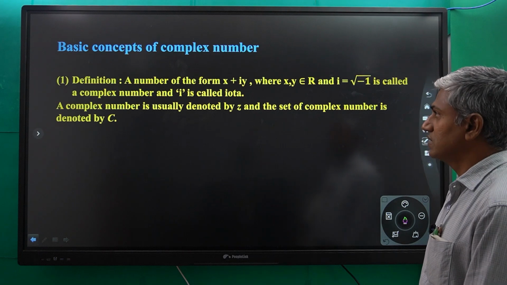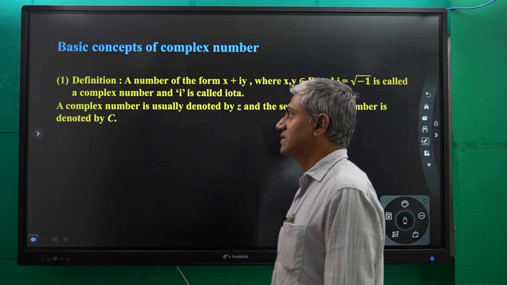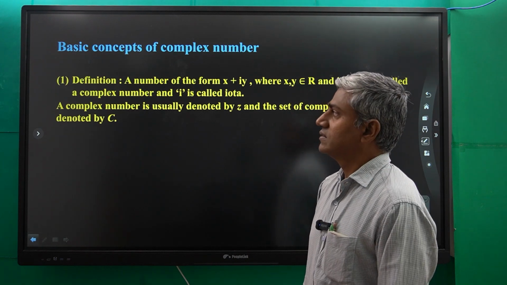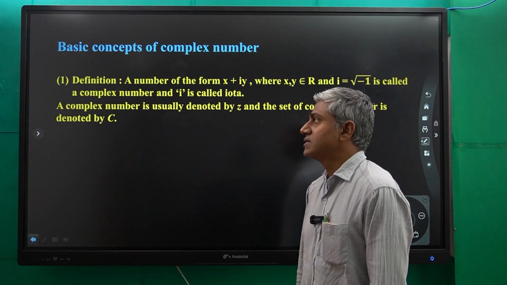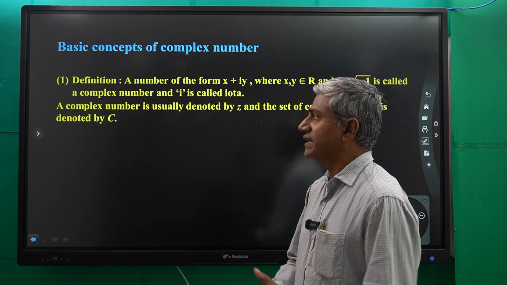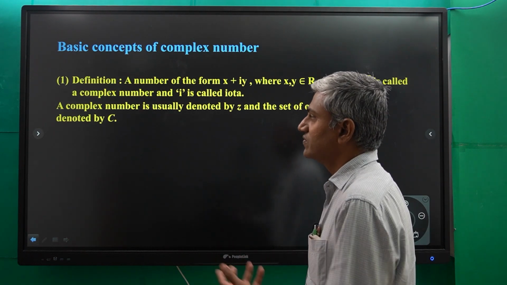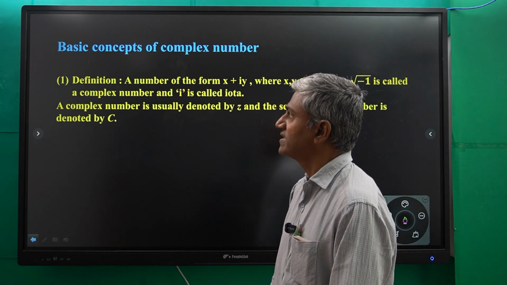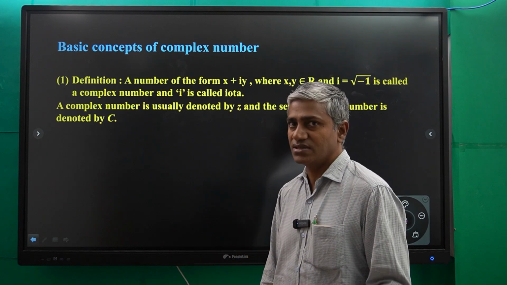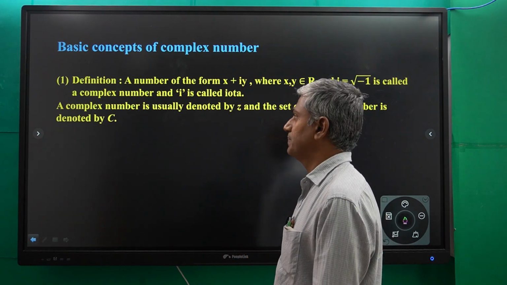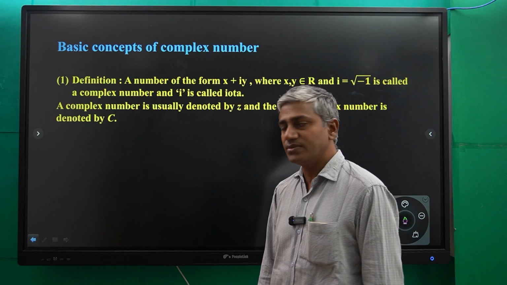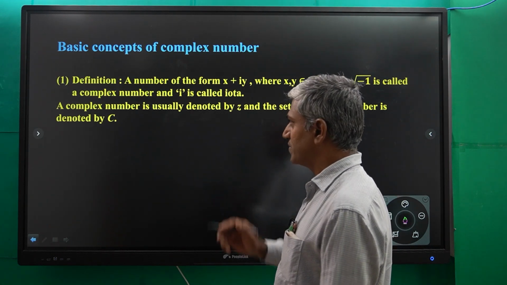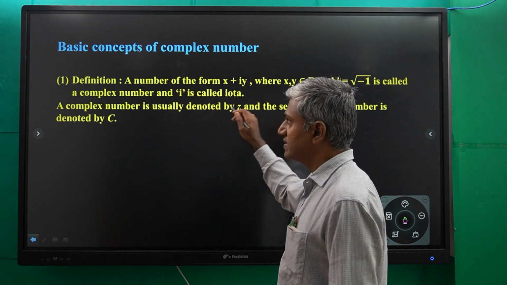Normally we see that there are different types of numbers: natural numbers, integers, rational numbers, real numbers. But there is a separate set, distinct from the integers and the real numbers, which is a combination of x and y, also called imaginary numbers. Such numbers are said to be complex numbers.